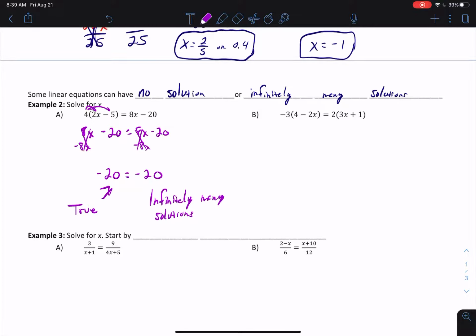You can plug in 0 for x. You could plug in 125 for x. You could plug in negative 3,427 for x. No matter what you plug in for x, it's always going to be true, which means that this linear equation has infinitely many solutions. You can plug in decimals, fractions, huge numbers, small numbers, negative numbers, positive numbers. It doesn't matter. No matter what you plug in for x, it's always going to work. Okay? So if you end with a true statement, if your variables cancel out and you're left with a true statement, that's infinitely many solutions.